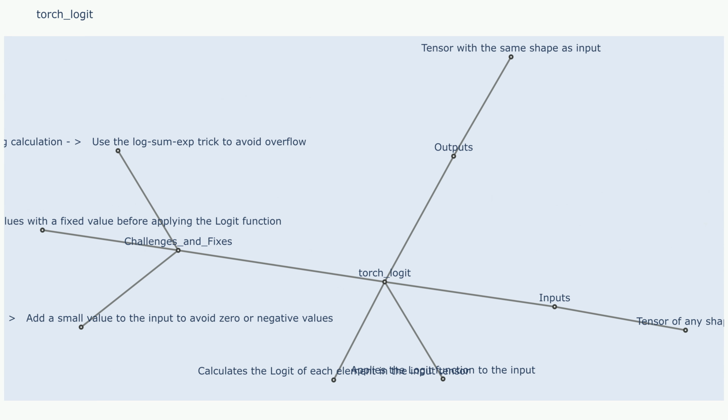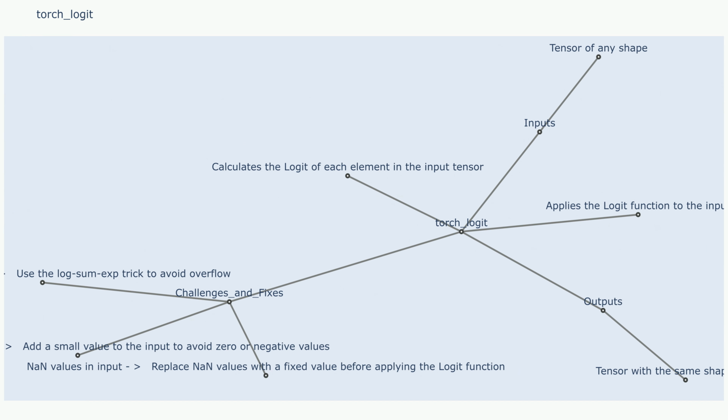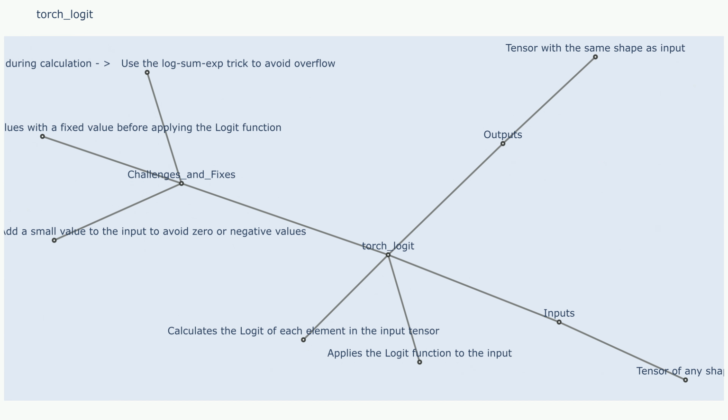Fixes to challenge 1: using the eps parameter prevents numerical instability by ensuring a small value is added to the input, making the denominator non-zero and avoiding division by 0. Challenge 2: output range. Logit values can be unbounded and take any real value. While this is suitable for optimization, it might not be directly interpretable.